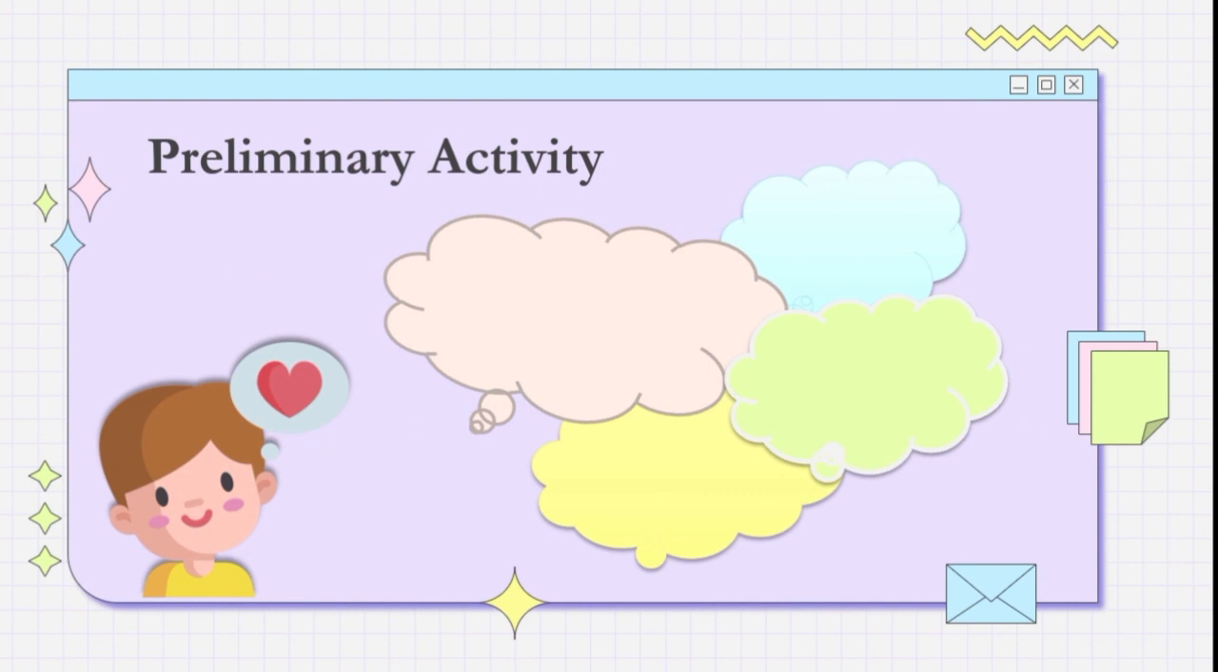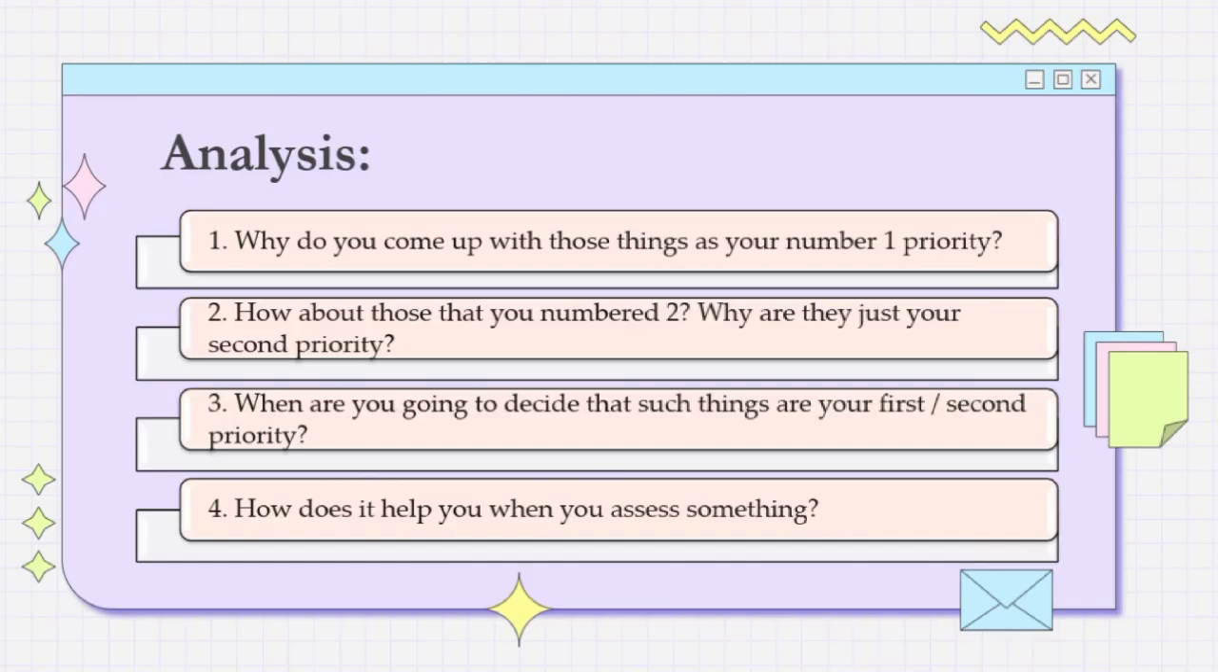Are you done? After accomplishing the preliminary activity, here are some questions that you need to answer. First, why do you come up with those things as your number 1 priority? Second, how about those that you numbered 2? Why are they just your second priority? Third, when are you going to decide that such things are your first or second priority? And lastly, how does it help you when you assess something?